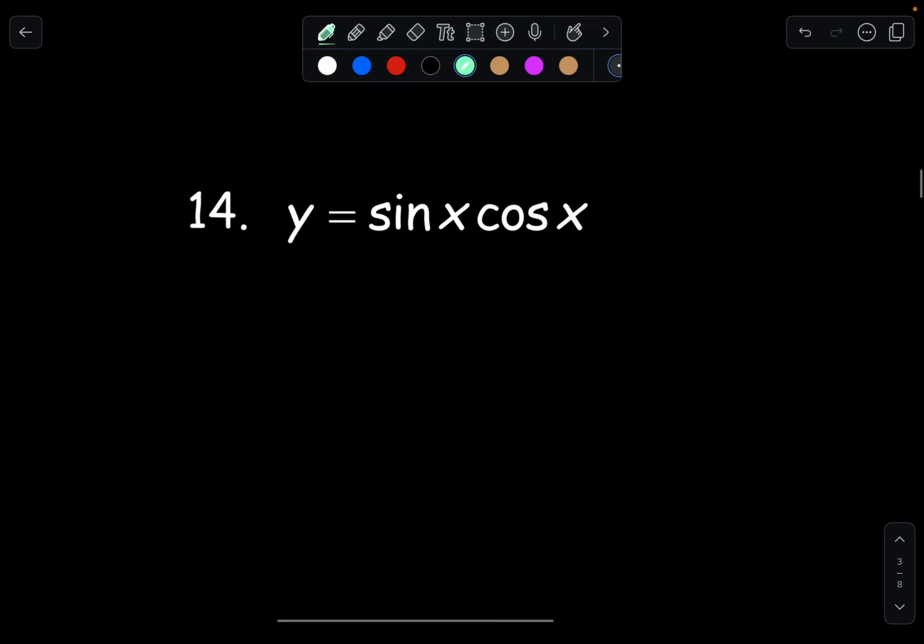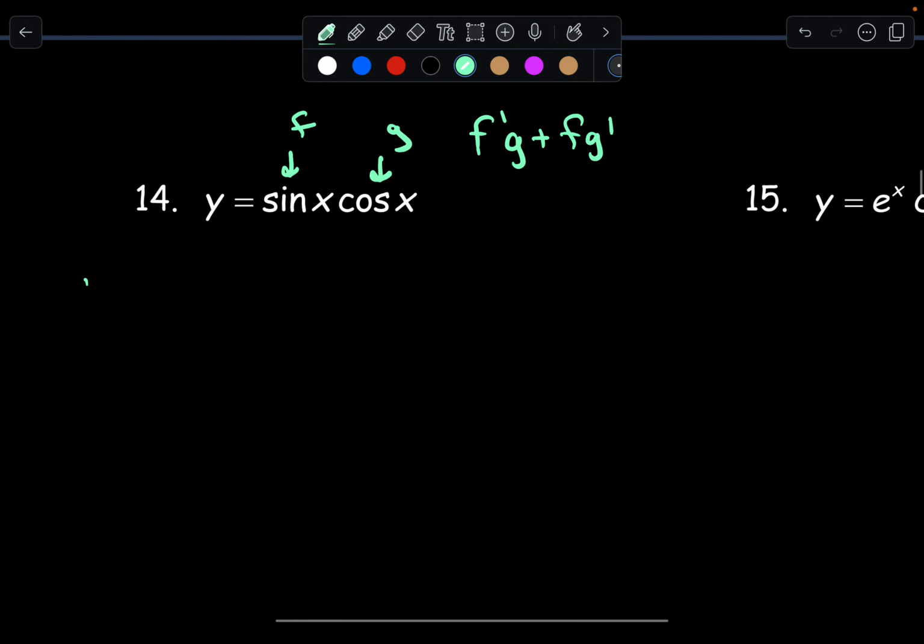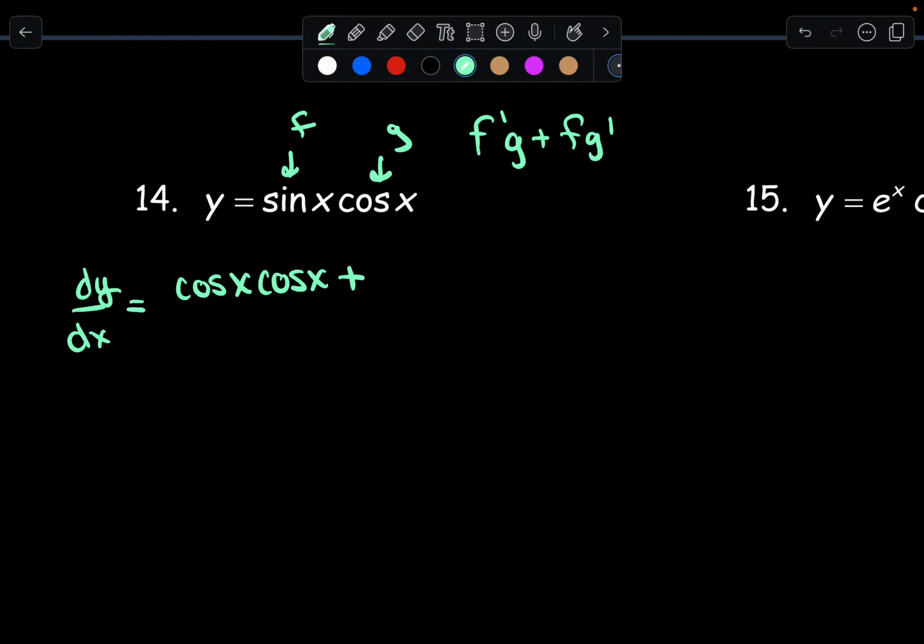All right, number 14 is y equals sine x times cosine x. This is another product rule, so f prime g plus f g prime. Sine of x will be f, cosine of x will be g. So taking the derivative of y with respect to x, the derivative of sine is going to be positive cosine, and then we leave cosine the same, okay, because that's g. Plus f is sine of x, and then the derivative of cosine is going to be negative sine because it's a co-function.